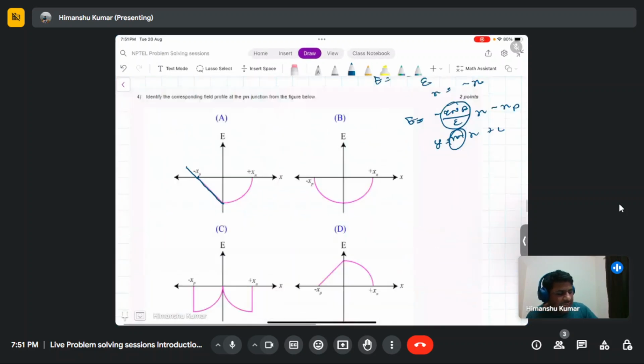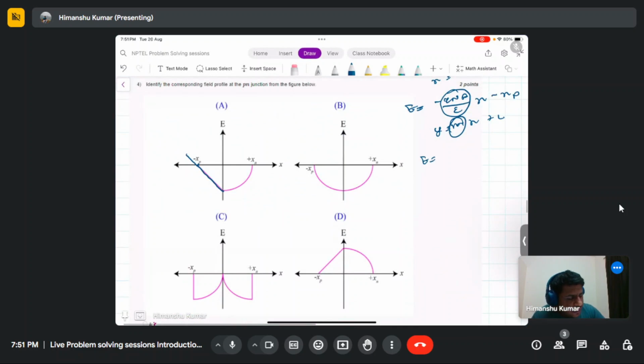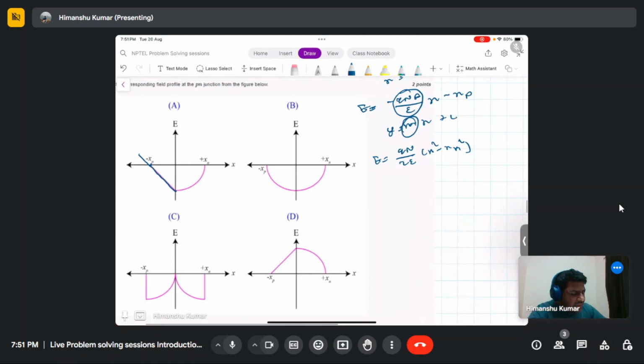Similarly, the electric field on the positive side was q Nd by 2 epsilon times (x square minus xn square). You can see this is the equation of a parabola, y equals k times (x square minus some constant c). This parabola has upward curvature and will be shifted in the negative y direction. So it will look like this and will be shifted.